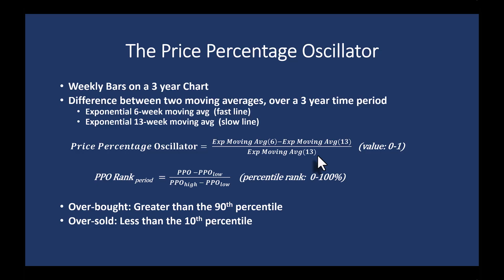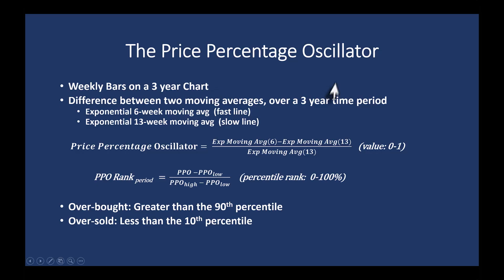The next one I'd like to talk about is the price percentage oscillator. And the price percentage oscillator, I really like it from the standpoint of what does it look like? Because when you look at this thing on a 3-year chart, you're really looking at what's the big trend, if you will? What's really going on? How is it changing at the weekly level?